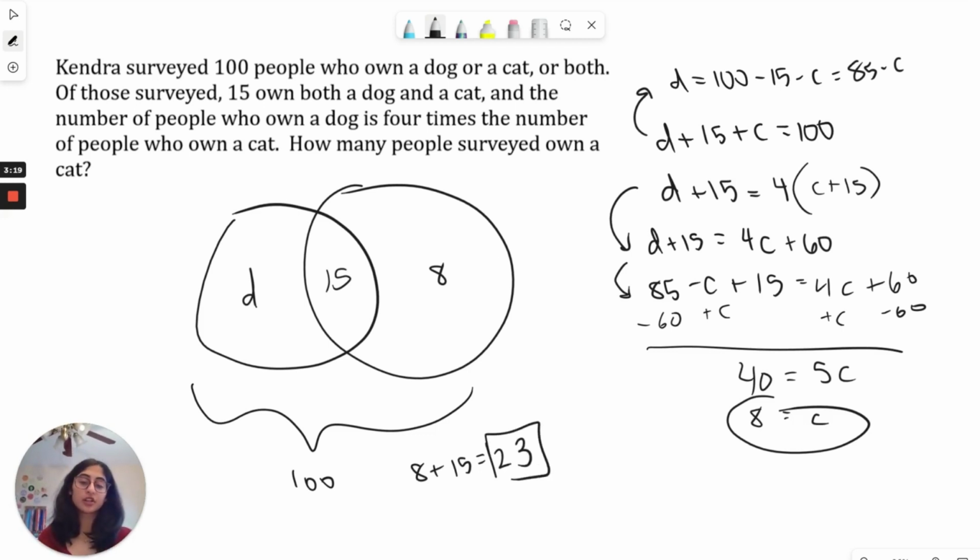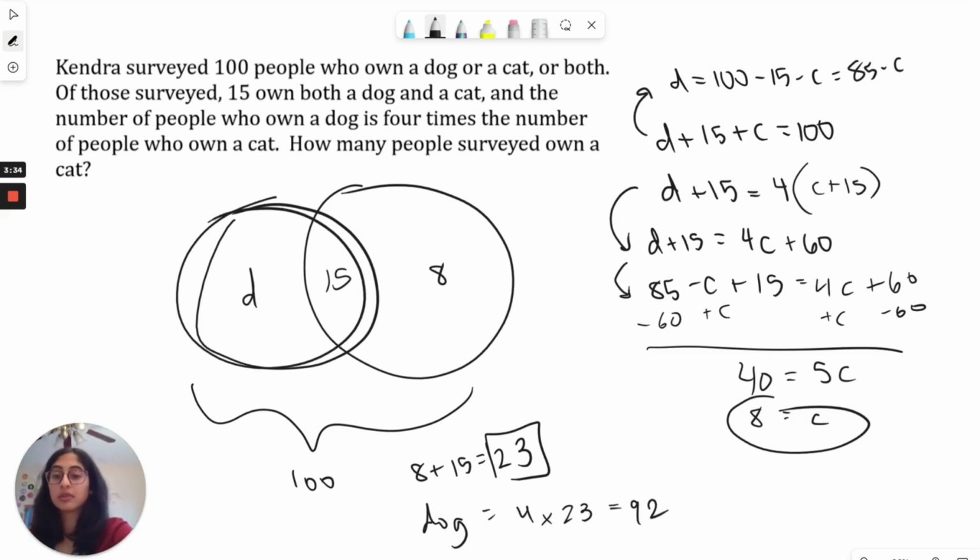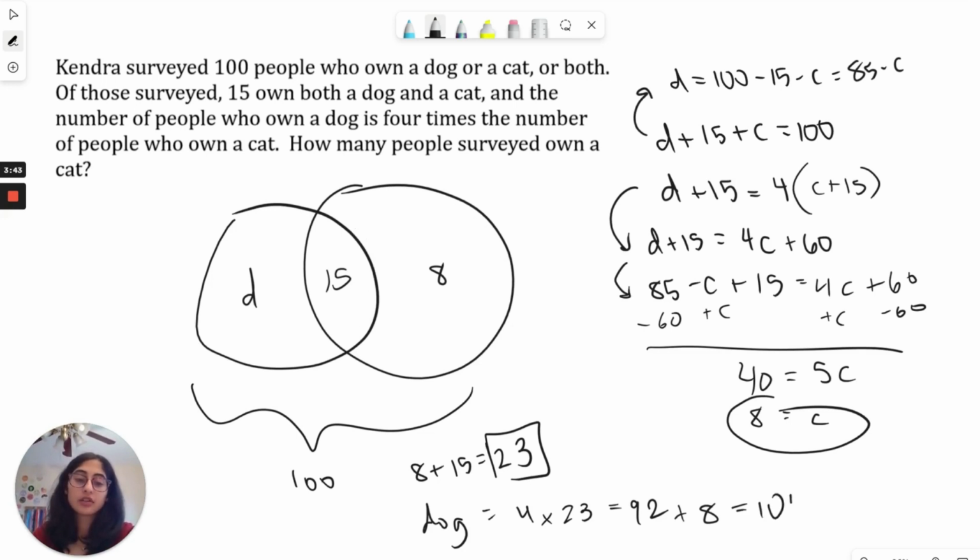But we should always check our work. So let's see how many people that means have a dog. So the number of people who have a dog is going to be 4 times 23, which is equal to 92. So everything in this left circle should be 92, and that means when we add this section of the right circle, 8, to it, we should get 100. And 92 plus 8 equals 100, which is our total amount of people. So this is correct, and the amount of people who have a cat is 8 plus 15, which is 23.